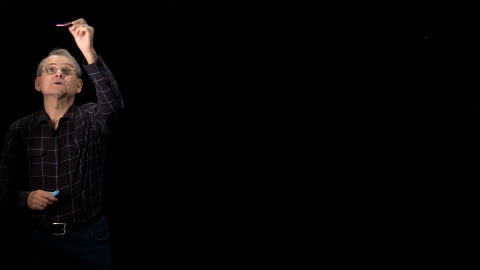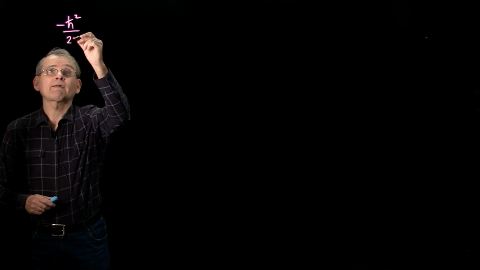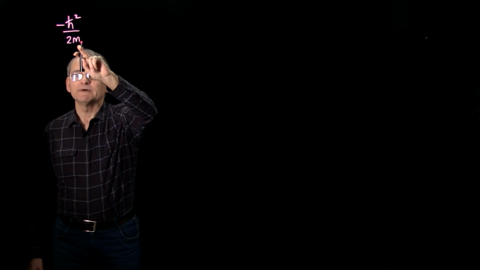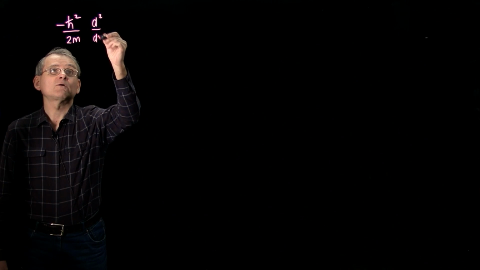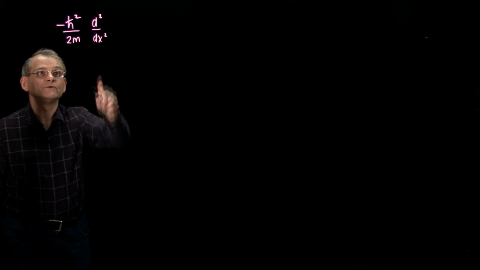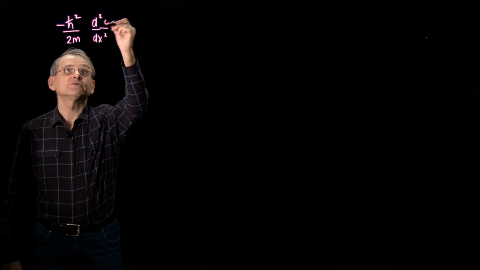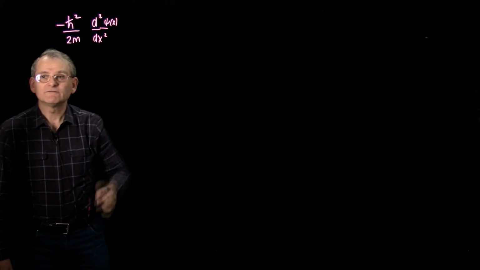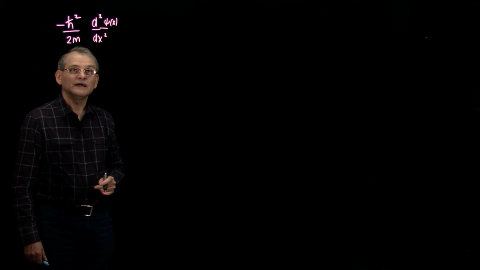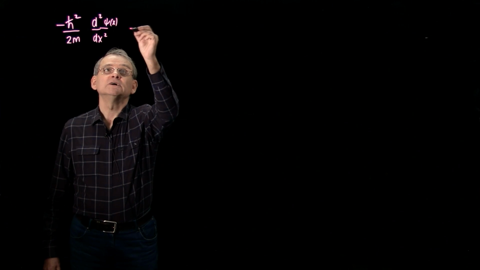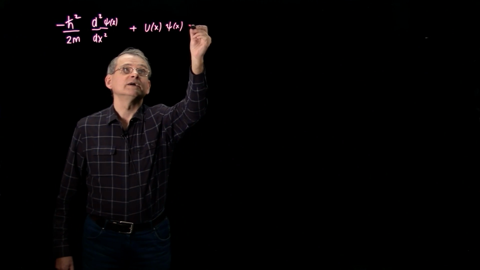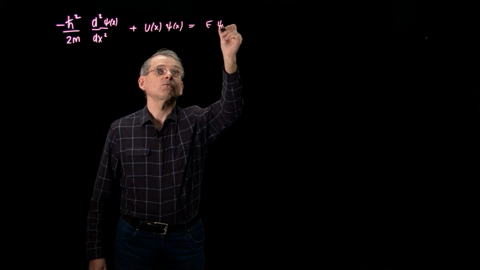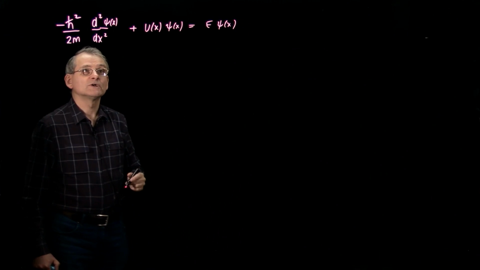So let's just write down the time-independent Schrödinger equation. So we have the rest mass of the particle here. It's in one dimension, so we have the ordinary derivative, d, not the partial derivative, and here's the wave function, or the eigenfunction, and you can see it's a function of x, plus the potential energy, and this is equal to the total energy.